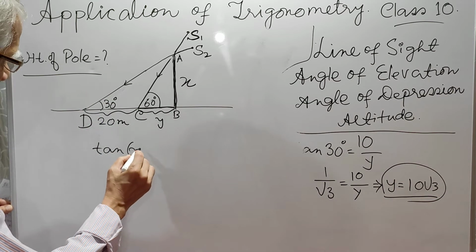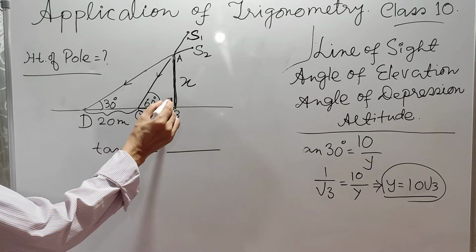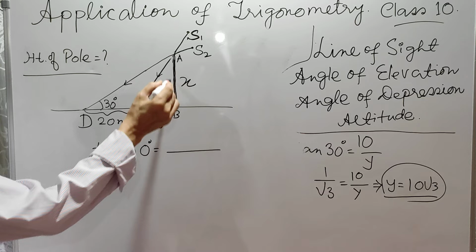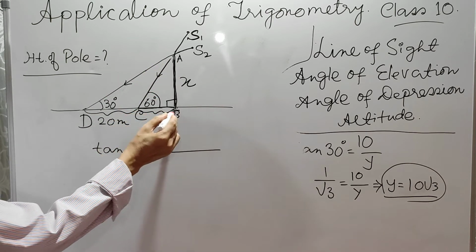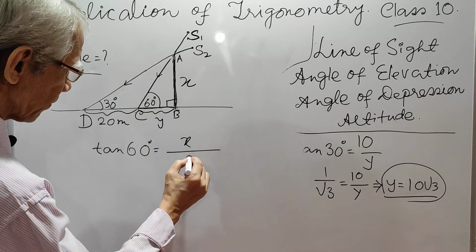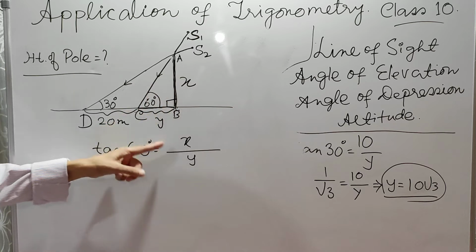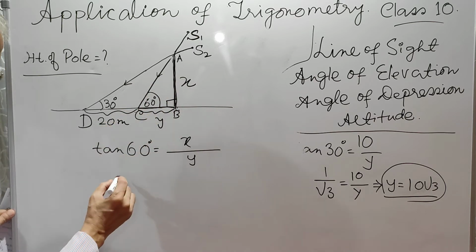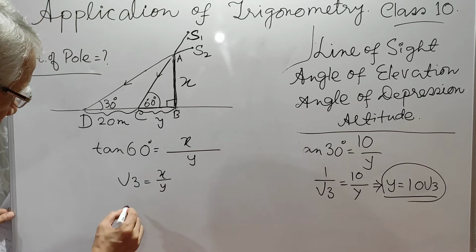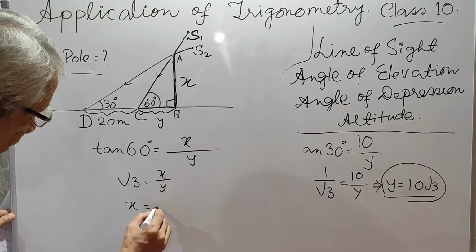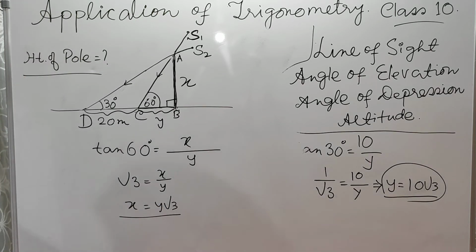First of all, suppose 60 degree. This triangle, this is a right angle. So considering ABC, what is tan 60 degree? AB by BC. That means X by Y. Now tan 60 is root 3. So root 3 equal to X by Y. Therefore X equal to root 3 Y, or you can say Y root 3. So X is Y root 3.